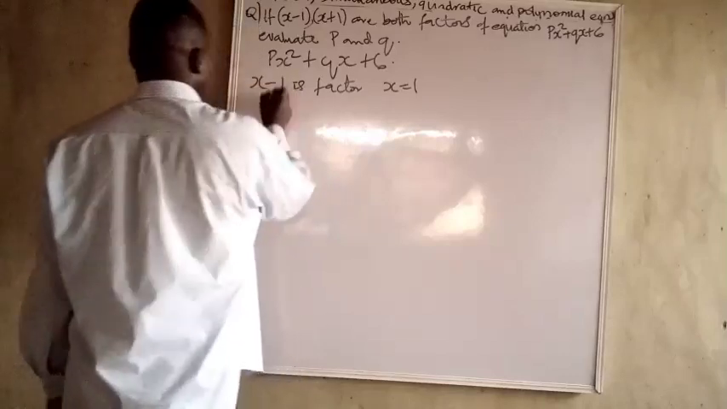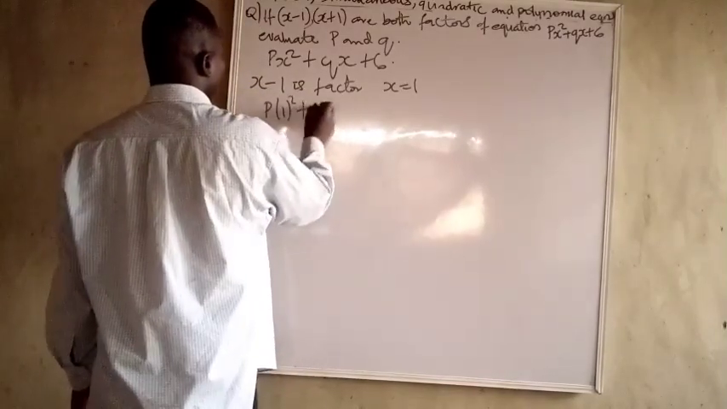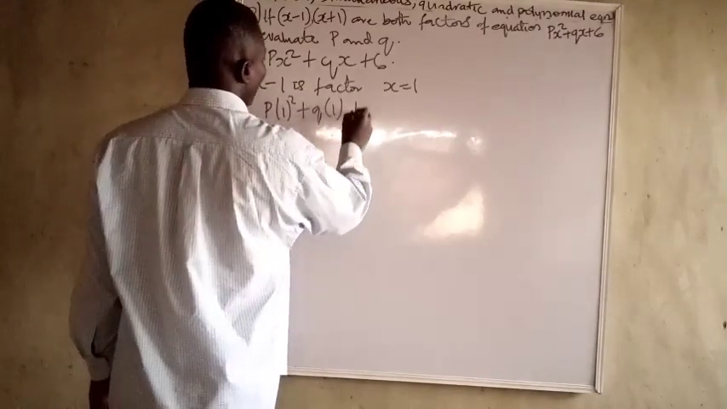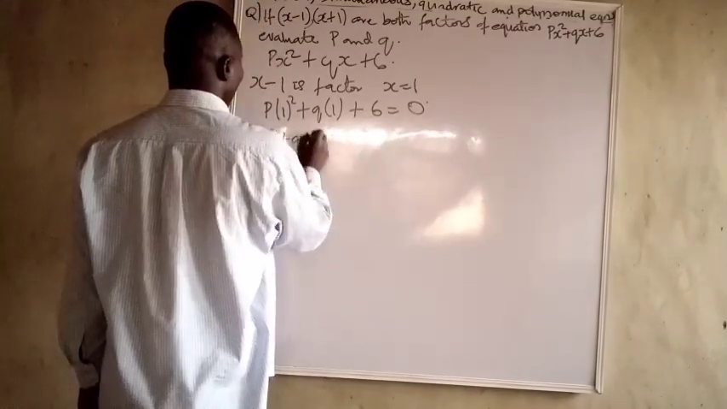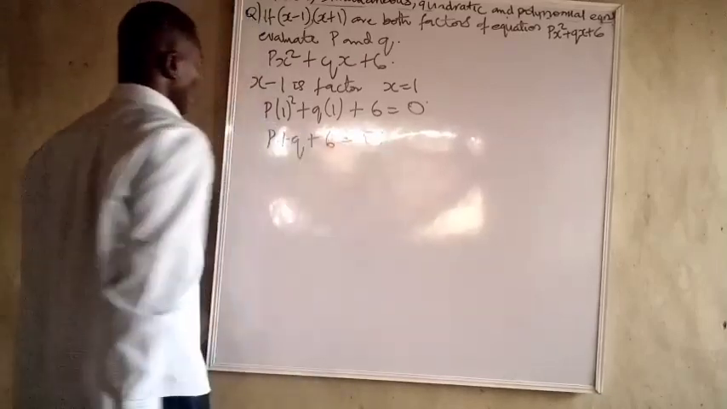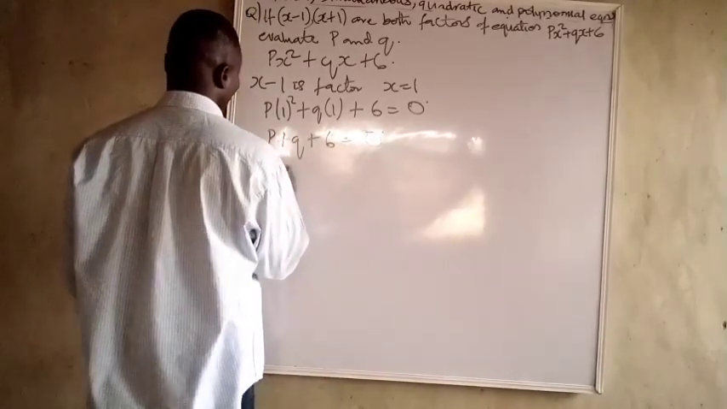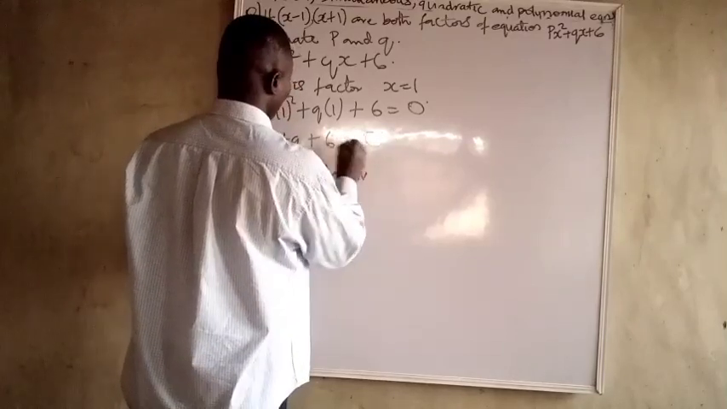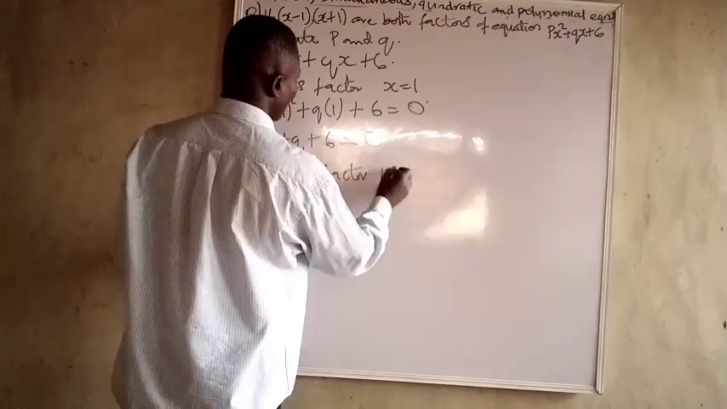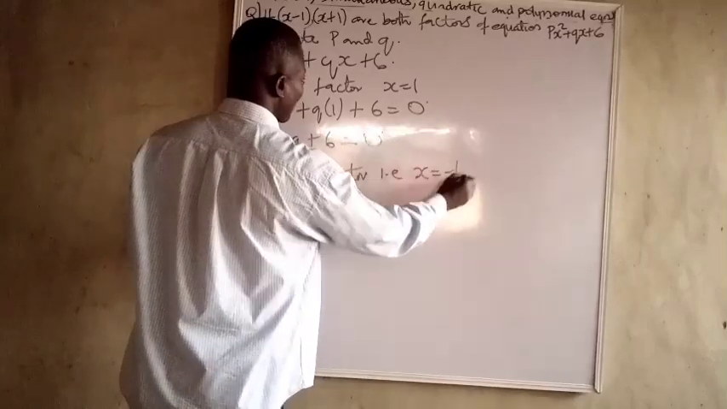So what does that mean? It means that p into 1 squared plus q into 1 plus 6 will give us 0. That is, p plus q plus 6 will give us 0. We are also told that x plus 1 is a factor. That is, when we substitute x equals minus 1 into the equation, we are going to have 0.